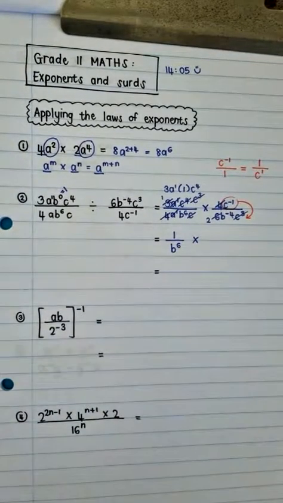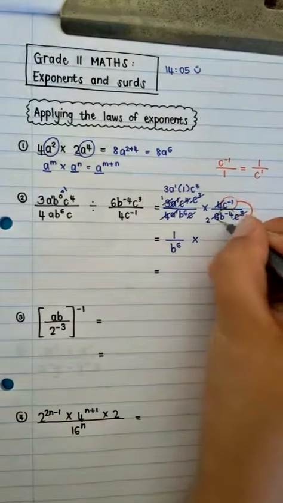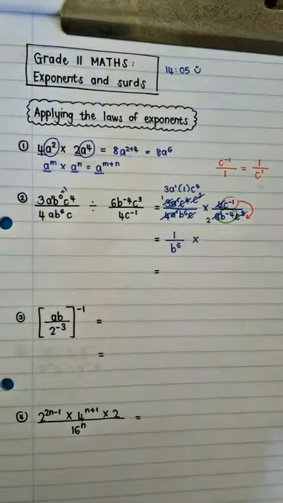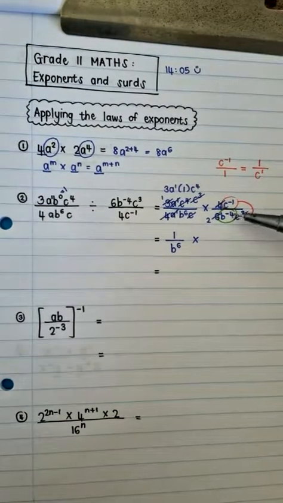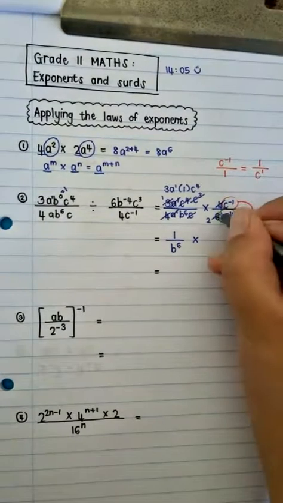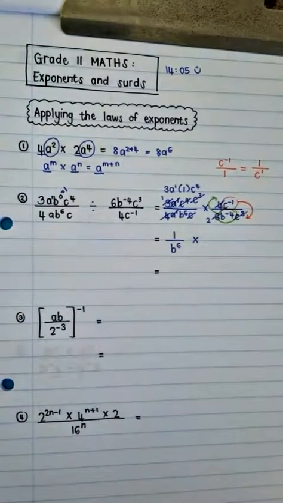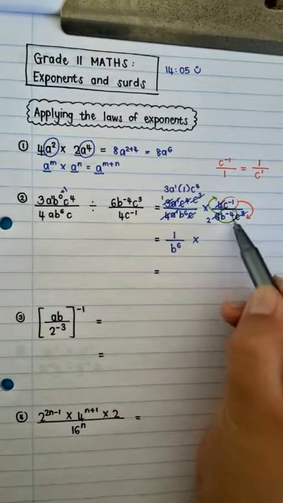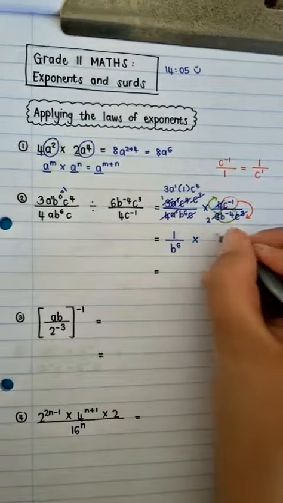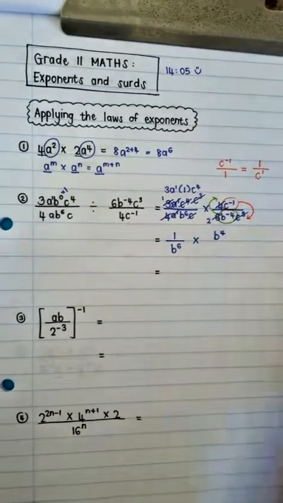But at the same time, we have a b to the negative 4 at the bottom as well. So, if I want to change the negative 4 to a positive 4, I have to move it to the top of the fraction, because at the bottom it has a negative exponent. To change it from a negative exponent to a positive exponent, I need to change its position. I'm going to move it up. Okay, so let's see. I'm going to move up this b to the negative 4. It's going to become b to the positive 4.